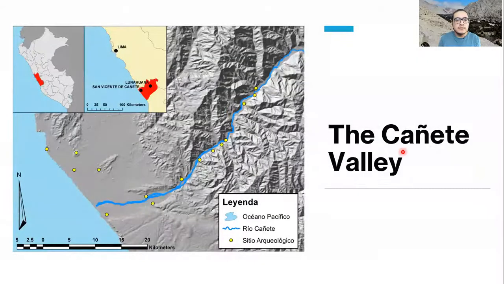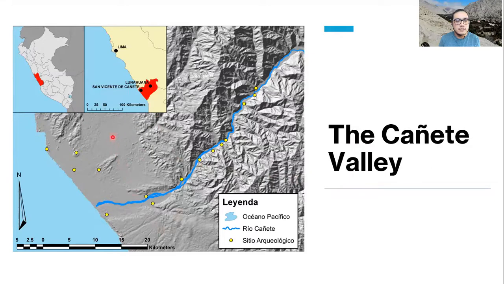The Cañete Valley is located 150 kilometers south of Lima City. It is a typical central Peruvian coastal valley. It runs east from higher altitudes in the Andes to west until it reaches the Pacific Ocean. In this map, you can see the middle and lower sections of the valley.